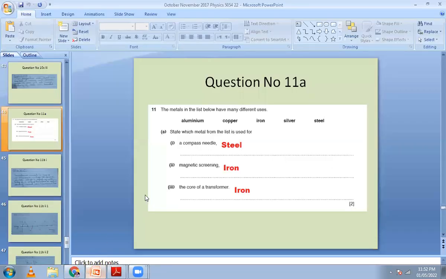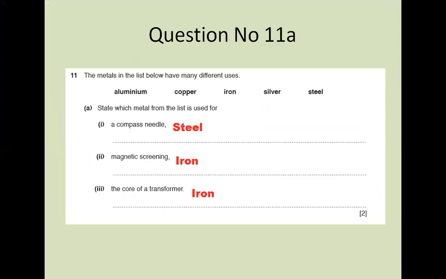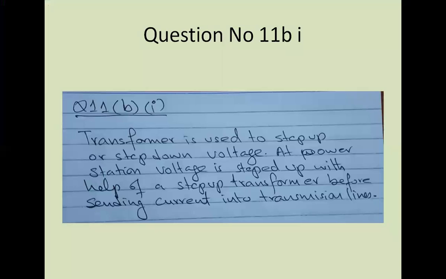Let me show you my answer. A transformer is used to step up or step down voltage. At a power station, voltage is stepped up with the help of a step-up transformer before sending current into the transmission lines.